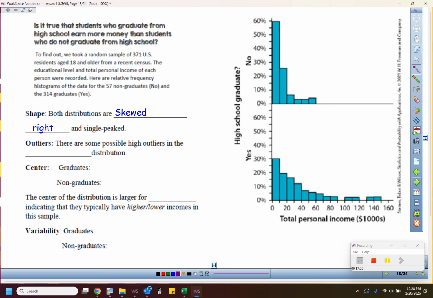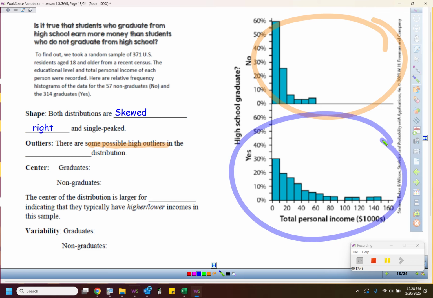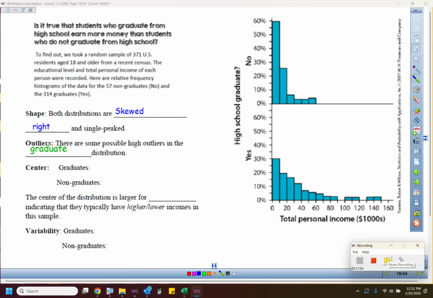Then let's look at the two graphs and see which one you think has outliers, because the way they have the sentence started for us, it says there's some possible high outliers in the blank distribution. So we need to figure out if it's graduates or non-graduate. And I might start calling on people here to see what you think, right? So you look here, do you feel there's any outliers? You look here, do you think there's any outliers? It's still new, so what do you think? So I would say there's some possible high outliers in the graduate distribution, like right there.